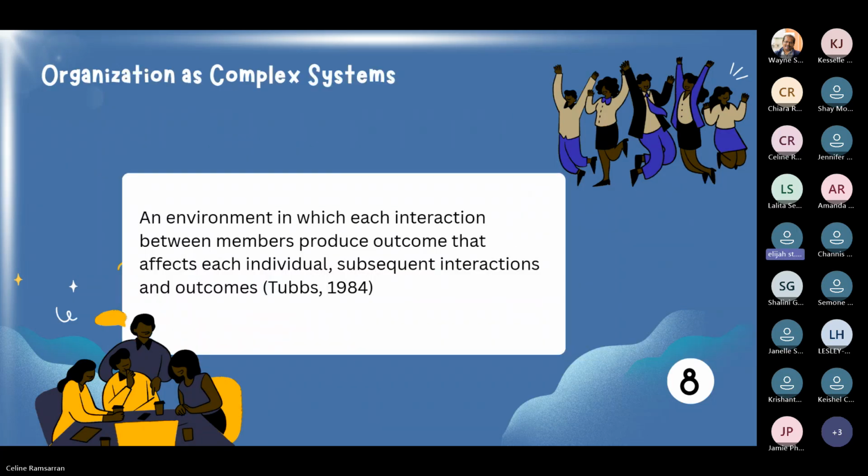Right. So, organizations as a complex system. Inherently, organizations are systems, and these are defined as an environment in which interaction between members produces an outcome that affects each individual's subsequent interactions and outcomes, right? This depicts how important communication is within an organization, especially when it comes to the progression of an organization.